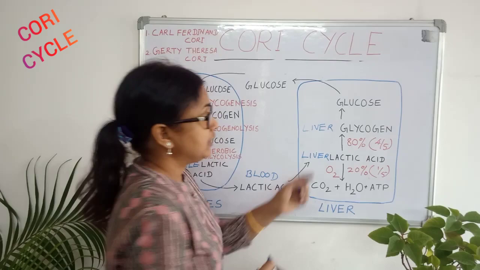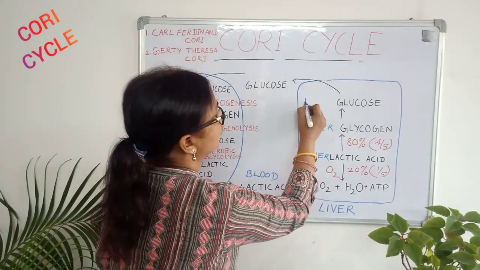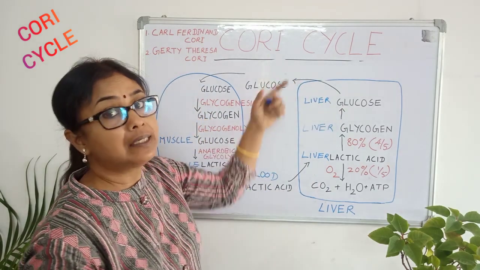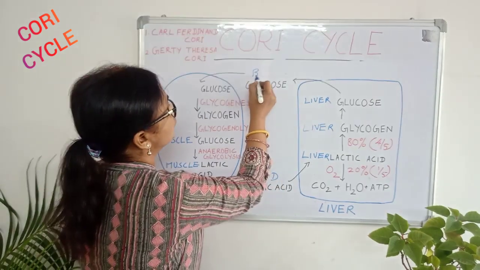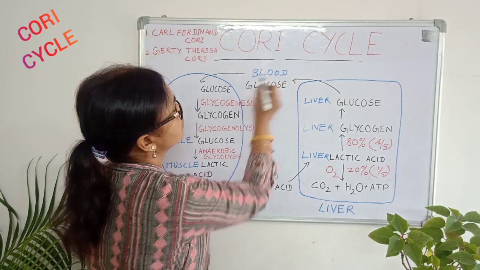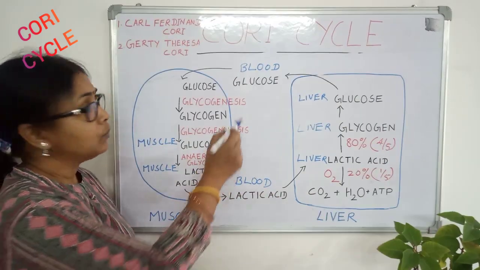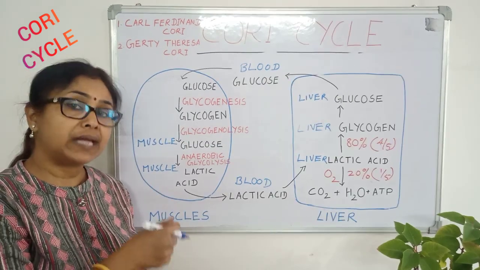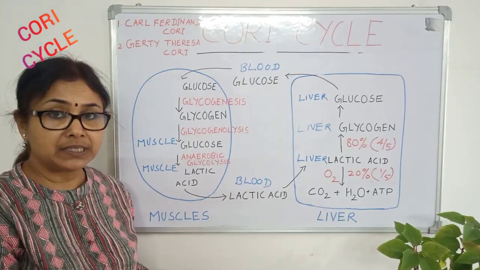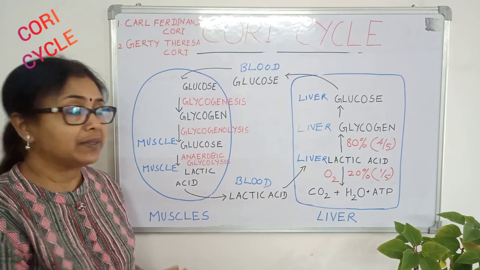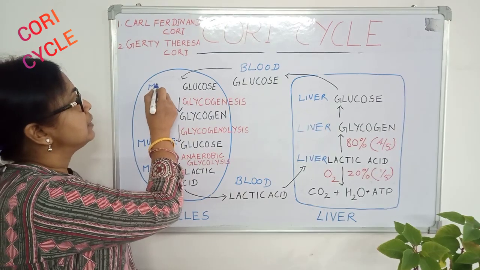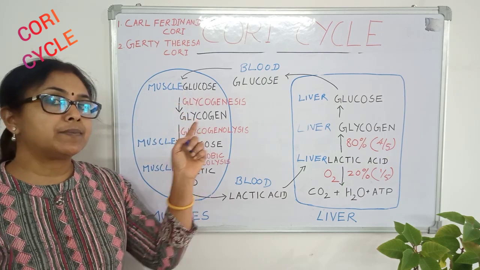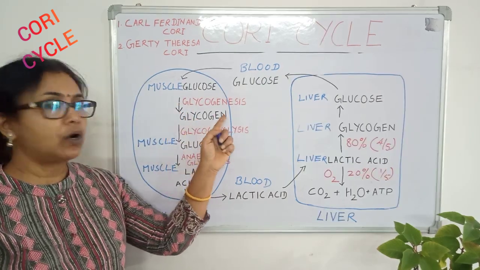And from time to time this glycogen is converted to glucose and it is released in the blood as per the requirements. So this becomes the blood glucose. Now, blood carries the glucose to the muscles. The glucose enters the muscles, reaches the muscle fibers, and once in the muscle fibers, we can call this the muscle glucose. This glucose becomes converted to glycogen by the process called glycogenesis.